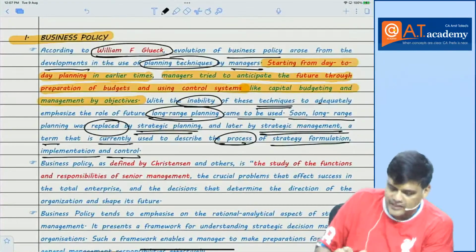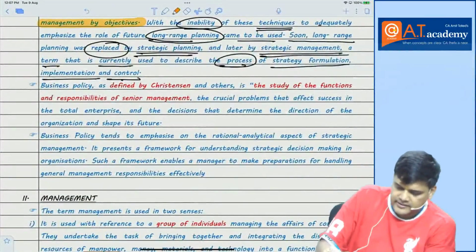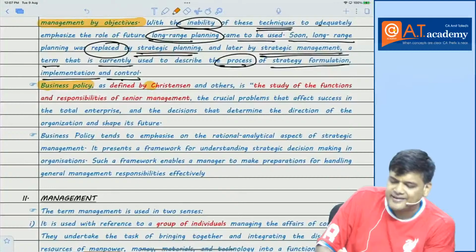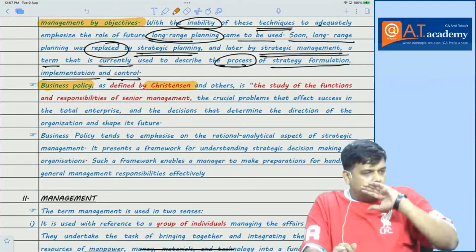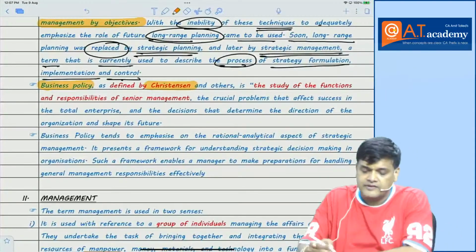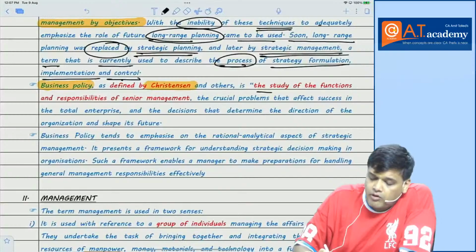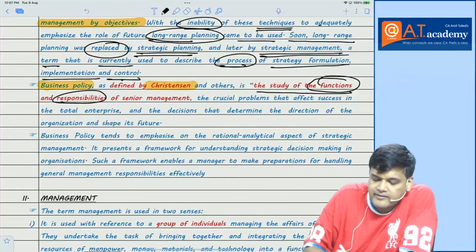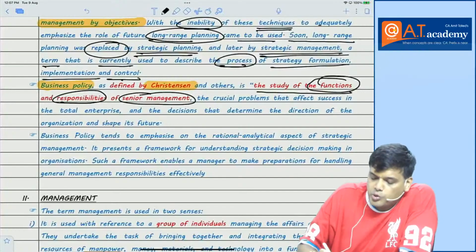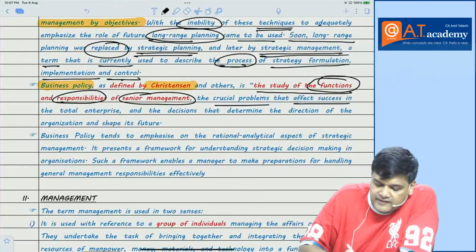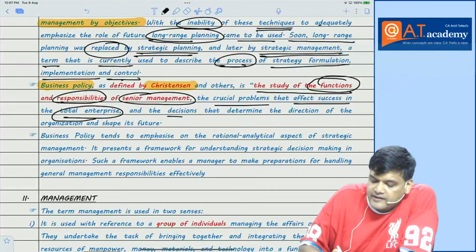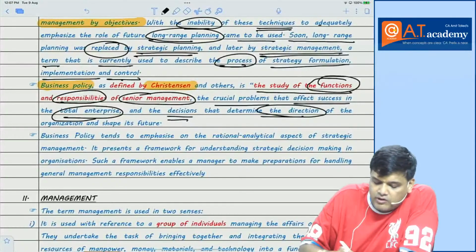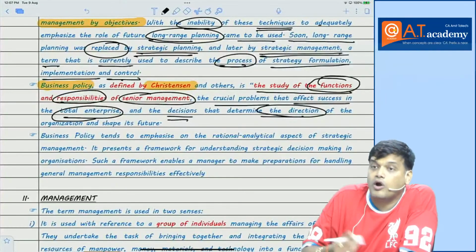Everybody? Business policy. Business policy as defined by Christensen: the study of functions and responsibility of senior management, the crucial problems that affect the success of the total enterprise, and the decisions that determine the direction of the organization and shape its future is called business policy.